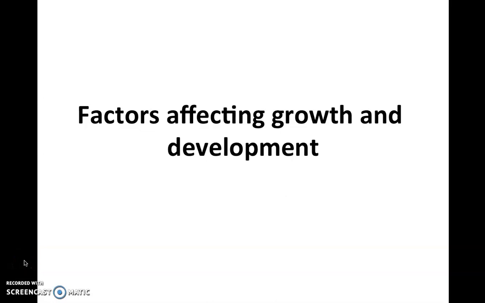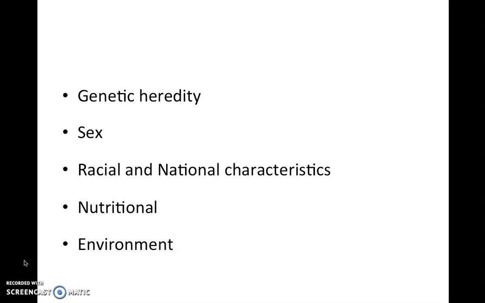So, we will continue with the growth and development. Now, our second part is factors affecting growth and development. So, what are the factors that generally affect the growth and development of a child? So, here come the factors: genetics or heredity, sex, racial and national characteristics, nutritional factors, and environmental factors. We can see them one by one in detail.